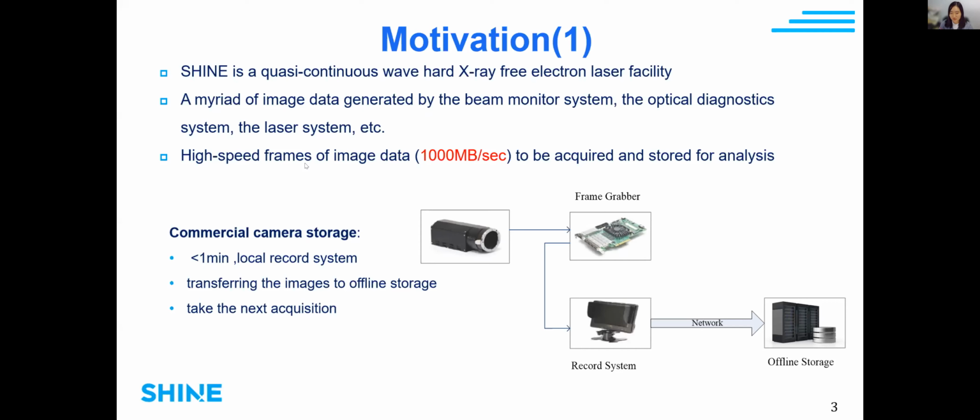Before we did this work, we researched available commercial cameras and their corresponding storage mechanism. As you can see from this figure, the commercial products usually acquire the images for less than 1 minute, and then archive images in a local buffer. After that, the images will be offloaded to the offline storage through network or USB. After that, the camera can take the next acquisition. Since it cannot continuously perform acquisition and storage operations, it does not meet our continuous operation requirements.